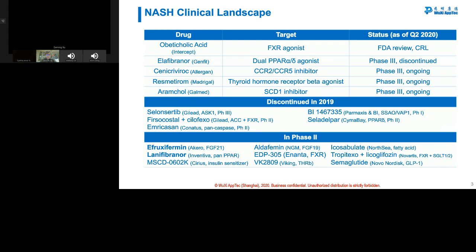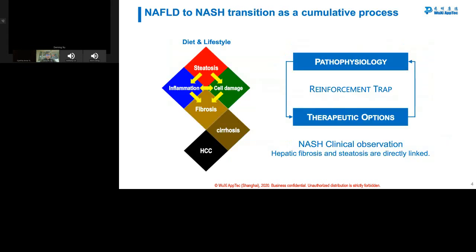I want to start my presentation with the basics. NASH pathophysiology: the transition from NAFLD to NASH has been thought of as a cumulative process with hepatic steatosis as the primary trigger, and then involving hepatic inflammation, cell damage, fibrosis, and so on.